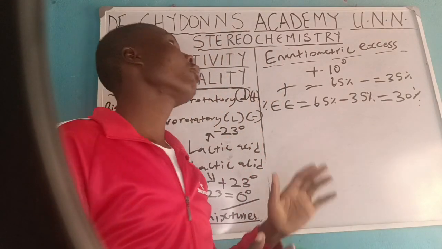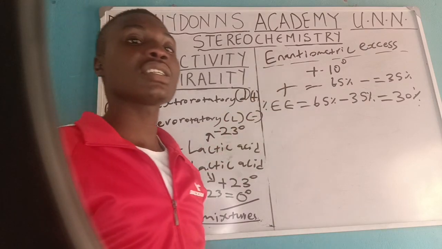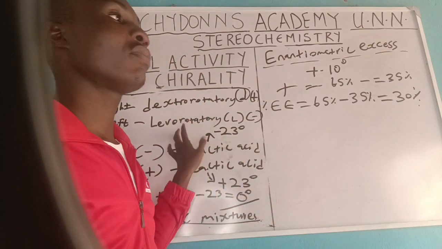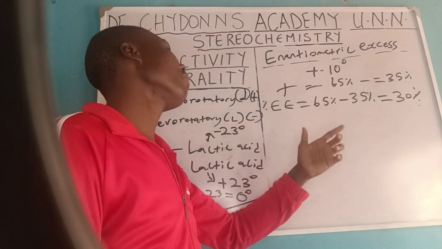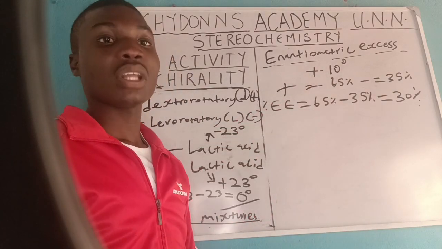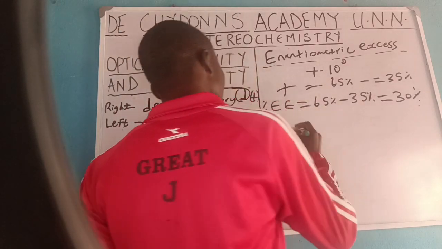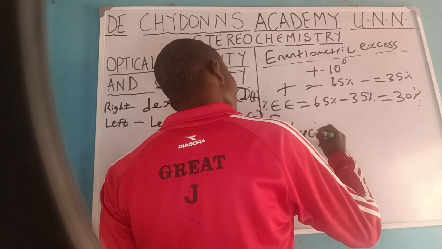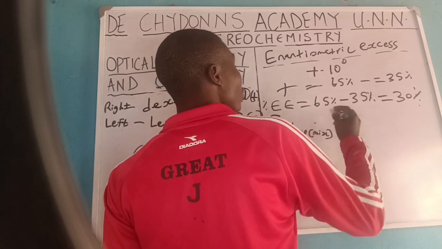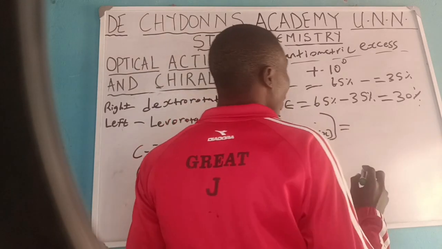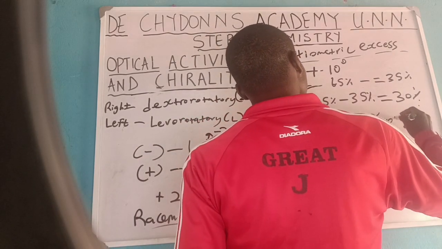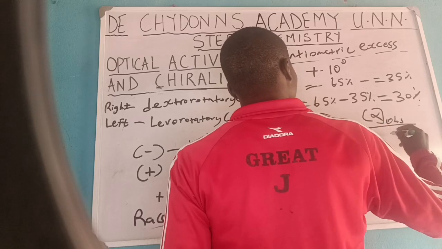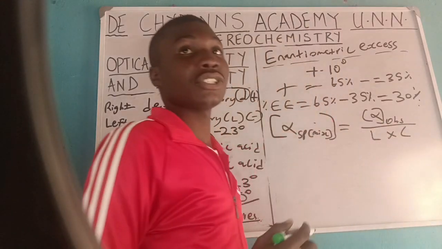So now let's look at some equations that are necessary for calculating the enantiomeric excess before we proceed to some examples that will help us understand how to calculate specific rotation, observed rotation, and then the observed rotation for the mixture that we have here. So the specific rotation for the mixture of the two enantiomers is equal to the observed rotation divided by the path length times concentration.